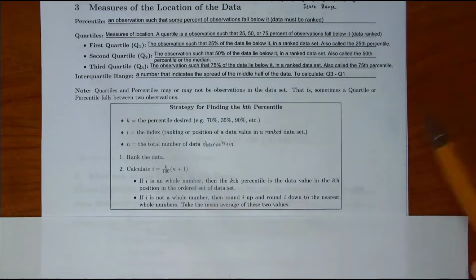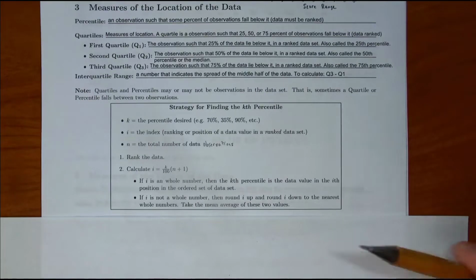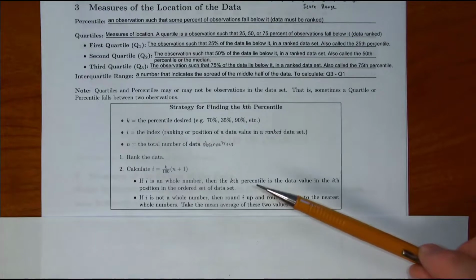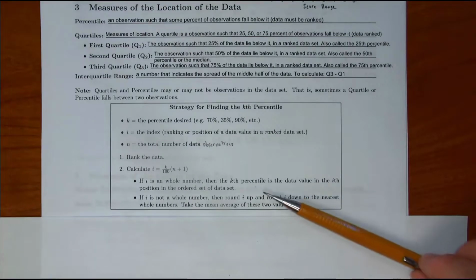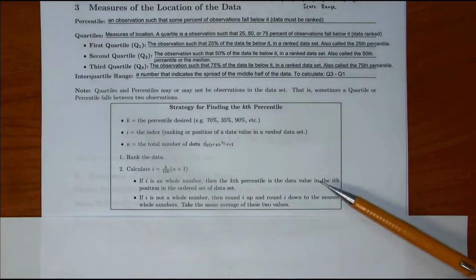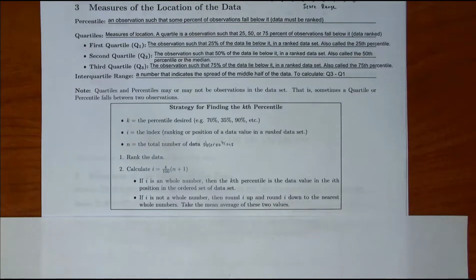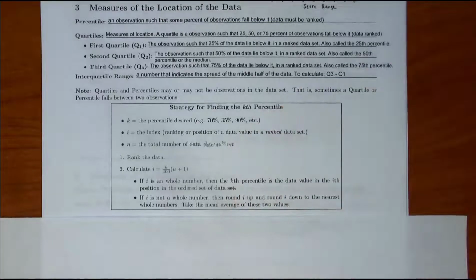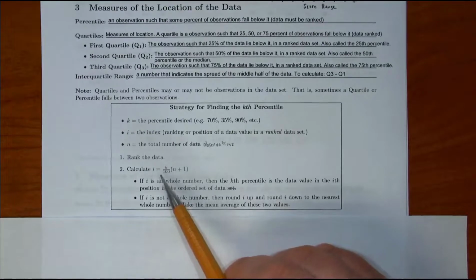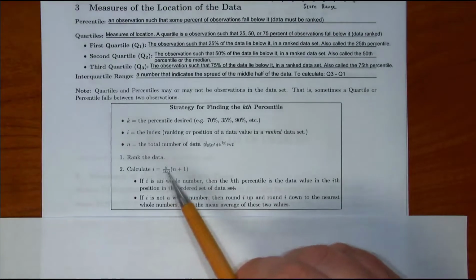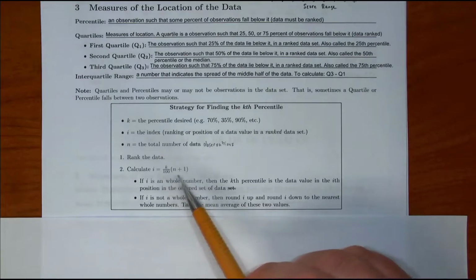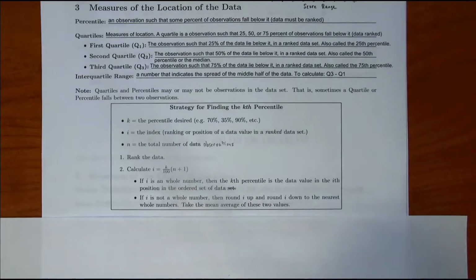Now there's a couple possibilities here. You could get a whole number. That's the good, nice thing. If you get a whole number, then basically the kth percentile is the data value in the ith position of the ordered set of data. Okay. So like you're going to calculate I. Let's say it's a 5. That means, not that 5 is your answer. 5 is you're looking for the 5th value in your ranked data set.